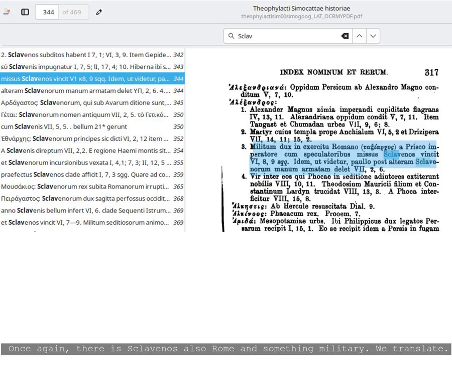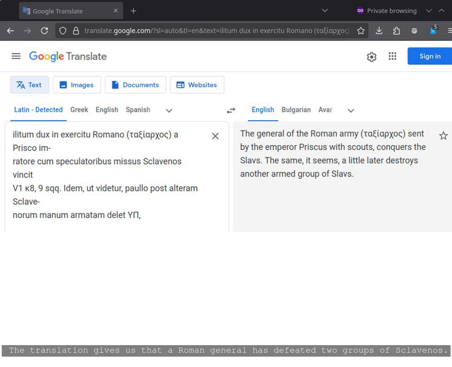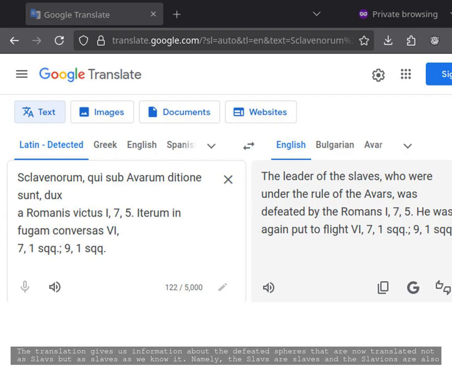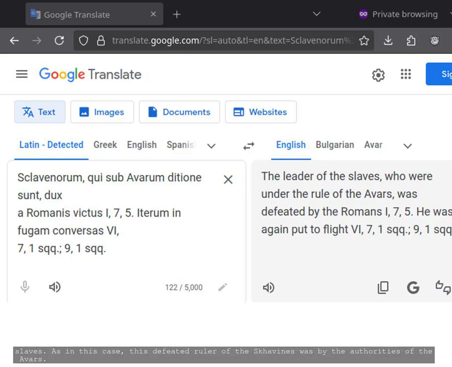Once again there is Sclavinos, also Rome, and something military. We translate. The translation gives us that a Roman general has defeated two groups of Sclavinos. And once again we search Sclav, and this time we see Sclavinorum, and the Avars are mentioned. The translation gives us information about the defeated ones, who are now translated not as Slavs, but as slaves as we know it. Namely, the Slavs are slaves, and the Slavians are also slaves. In this case, this defeated ruler of the Sclavines was under the authority of the Avars.